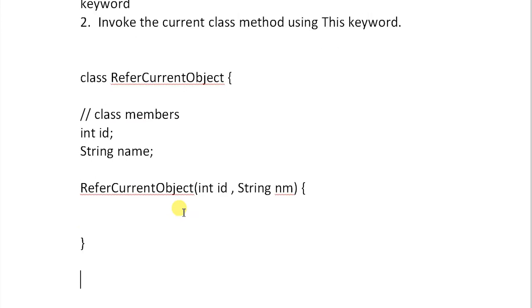Fine. So as it is a parameterized constructor, we are going to initialize the class members. So here I need to access this ID by using the parameter. So how can I access the current class variable? This dot. So let's say it is this dot ID equal to ID. Now let's say it is this dot name equal to name.